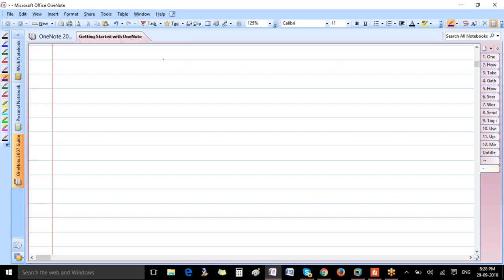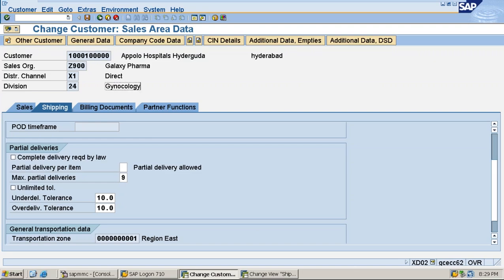Defense, they don't accept partial deliveries. Why? Because they don't entertain you coming and passing by through their premises. Highly secured premises. So they don't accept partial deliveries, one delivery, that's it. So if your customer is liable for complete delivery by law, then check this.